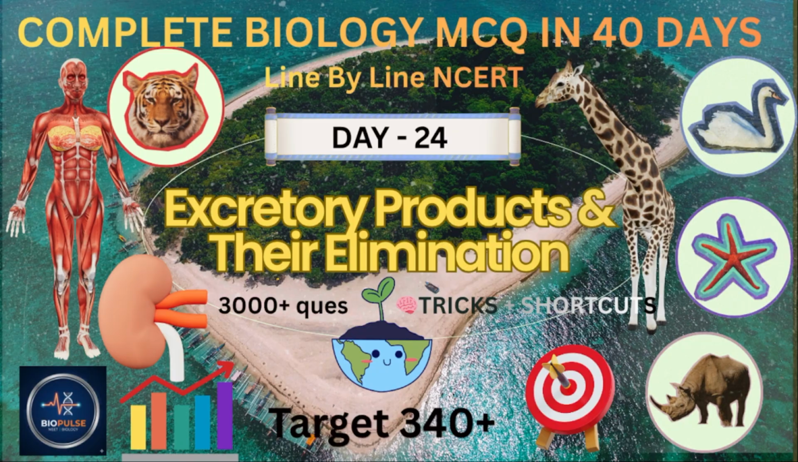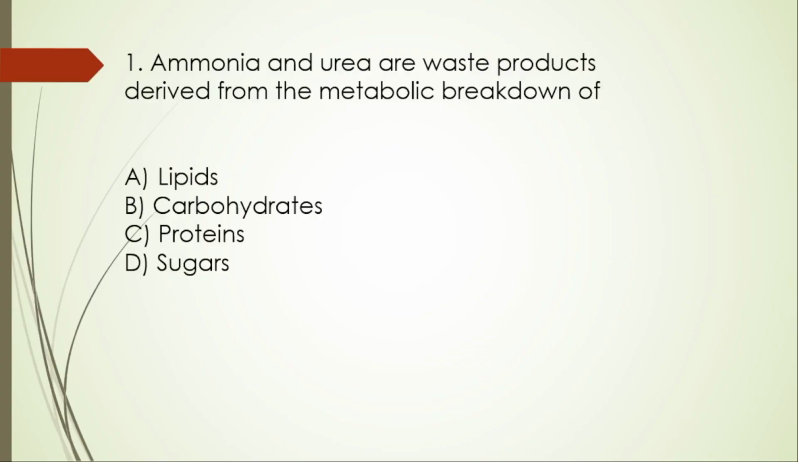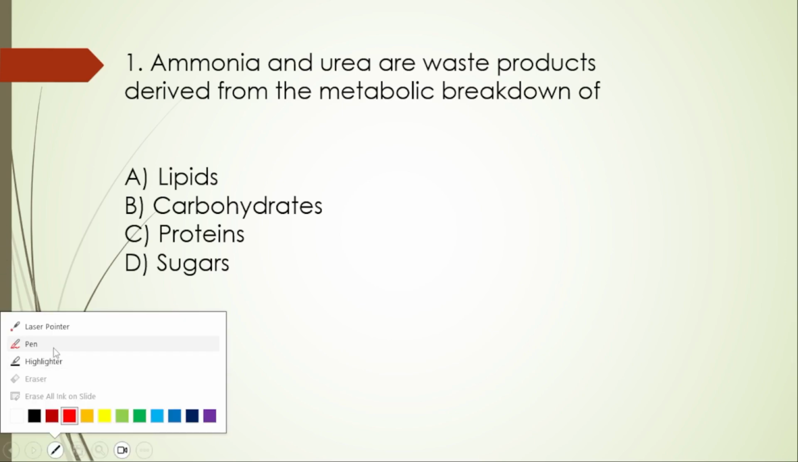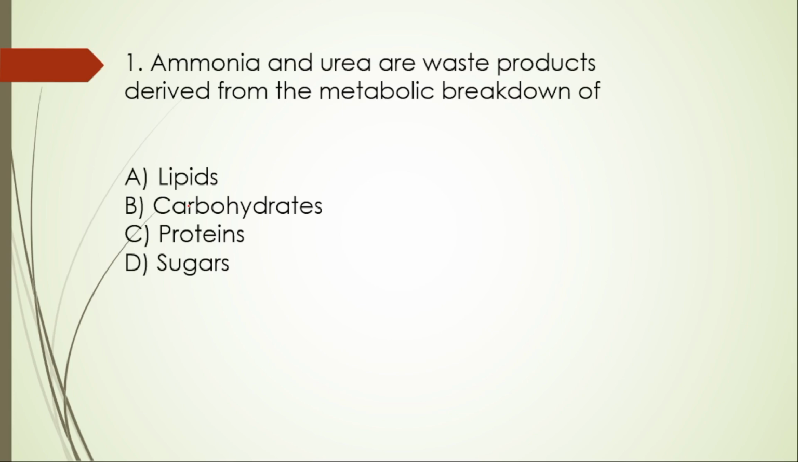So for today, the first question is here. Ammonia and urea are waste products derived from the metabolic breakdown of: option A, lipids, option B, carbohydrates, option C, proteins, option D, sugars. So here the right option is option C, proteins.